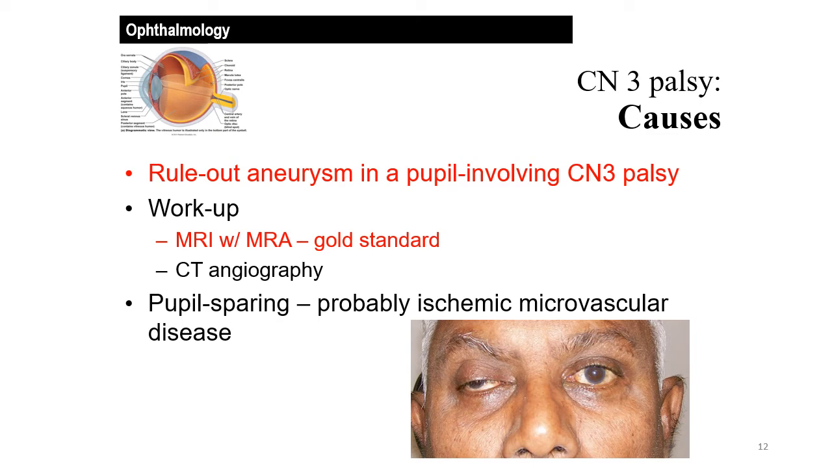Most cases of third nerve palsies will require workup. This is to rule out fatal causes such as a ruptured aneurysm. Again, please take note of the down and out configuration of the globe as well as ptosis in this particular patient.